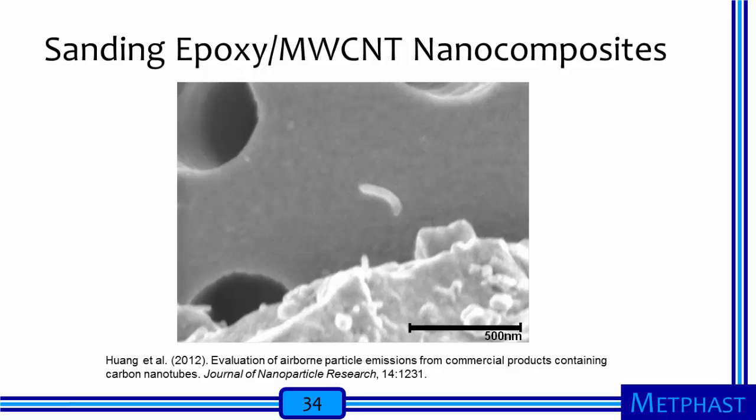For almost all test conditions, Huang and co-authors were unable to find free carbon nanotubes. They only found a few particles with nanotubes protruding from the surface. However, when they took scanning electron microscope images of particles sampled from the air as they sanded the brittle nanocomposite containing 4% carbon nanotubes by weight, they were able to see particles that appear to be nanotubes separated from the nanocomposite. This suggests that specific composition of a nanocomposite is an important determinant of the risk of nanomaterial release.